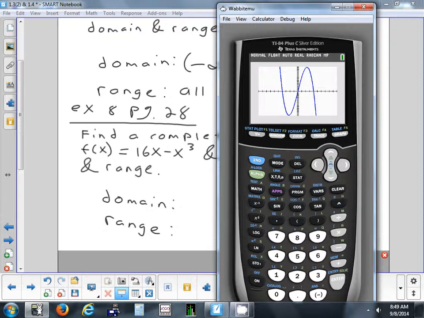Okay, what's my domain there? What values am I allowed to plug into f of x? Oh, Brandon? Yeah, you can plug anything in. You can take any number, multiply it by 16, and you can take any number and cube it, and then you can subtract them. So there's no restriction here. You're never going to end up with dividing by 0. You're never going to end up with taking the square root of a negative. Those are generally the things you have to watch out for. Okay, so domain is all real numbers.